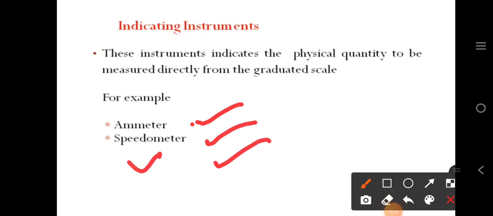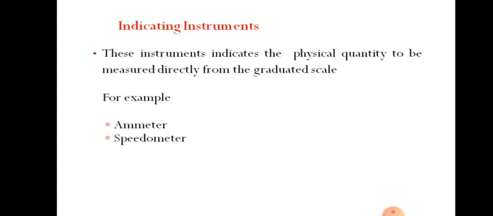What is done here? Ammeter indicates the current in the form of amperes. Then speedometer indicates the speed of the device, and in the voltmeter, the voltage is indicated on the display. These are the three basic examples of indicating instrument.